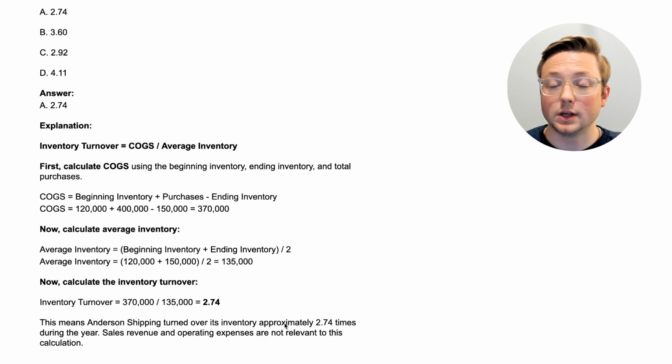Again, not too difficult as long as you're given the beginning of the year inventory and the end of the year inventory, or even the end of the year inventory for the previous year, which is again the beginning inventory for this year, and the end of year inventory for this year. So that's another liquidity ratio. Let's go to the next one.